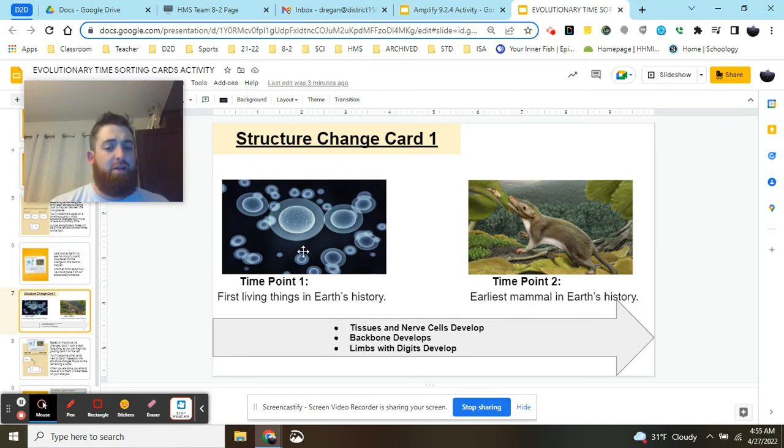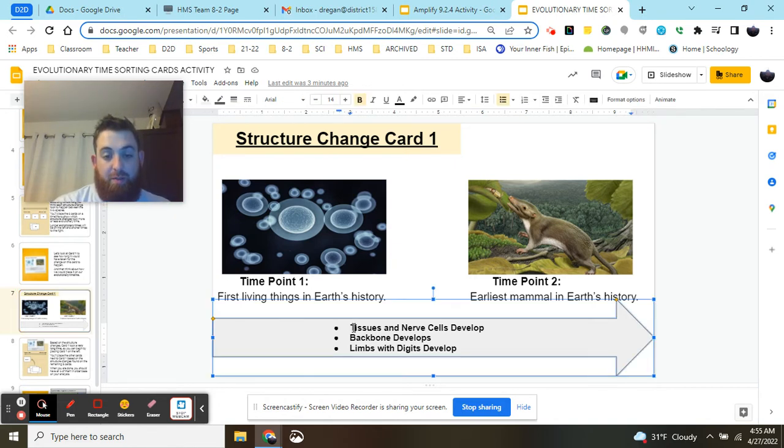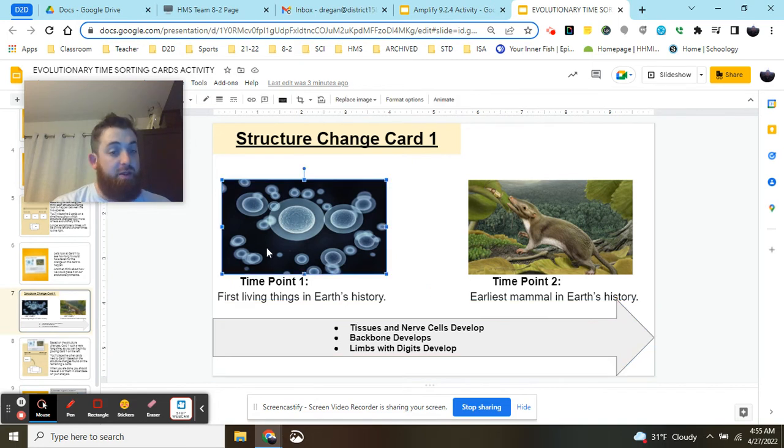So from the time of our first living thing to our earliest mammal, we saw that tissues and nervous cells developed. So the things that allow us to feel, the things that run through our body, all of those things developed. We know that a backbone developed, so the vertebrae, the bones in our back developed. And then we know that limbs and digits developed as well. So that one bone, two bone, many bone feature occurred. So we know that all of these structural changes happened from our first point in Earth's history to the earliest mammal showing up. All of these changes had to happen.